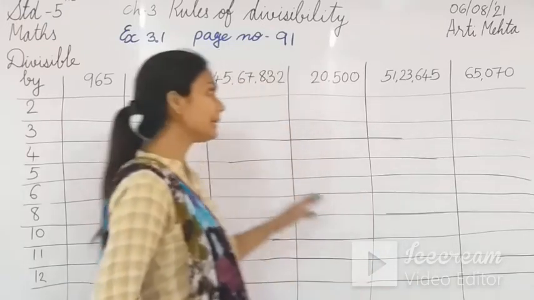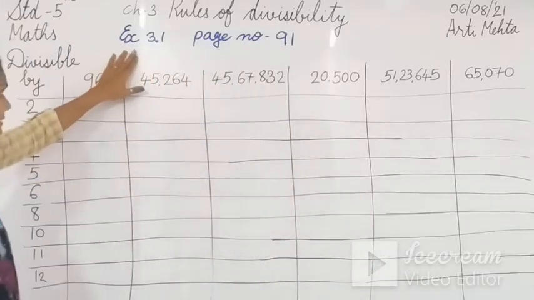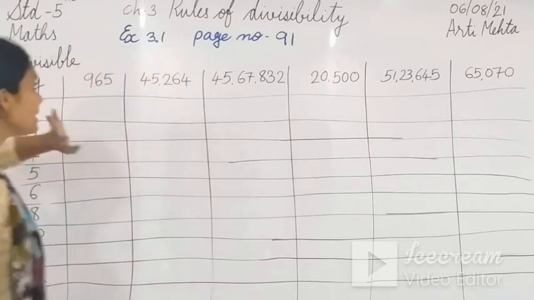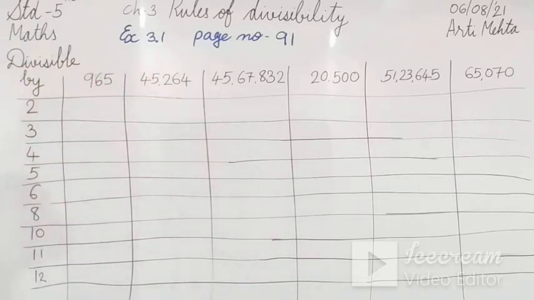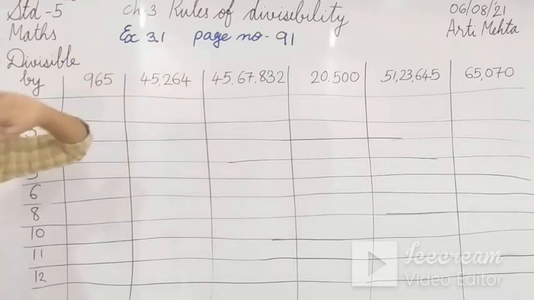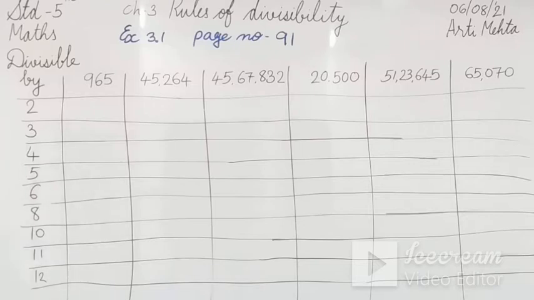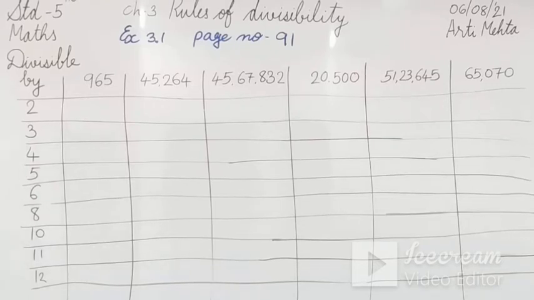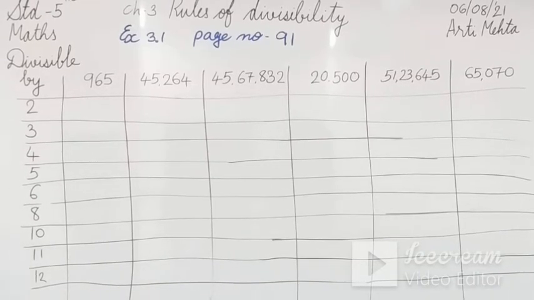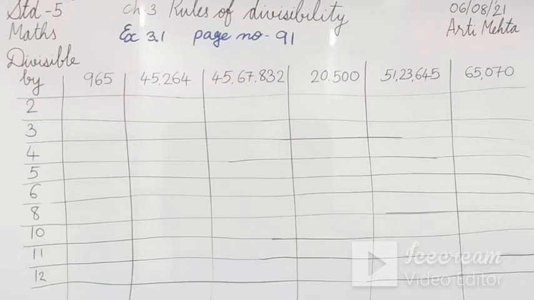We started in the last lecture, video 3.1, exercise on page number 91. You have to keep that page number open in the textbook. Divisibility by 2 and 3 we have seen; we will revise it. Divisibility by 2.